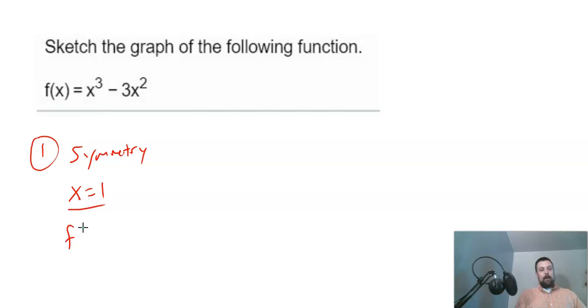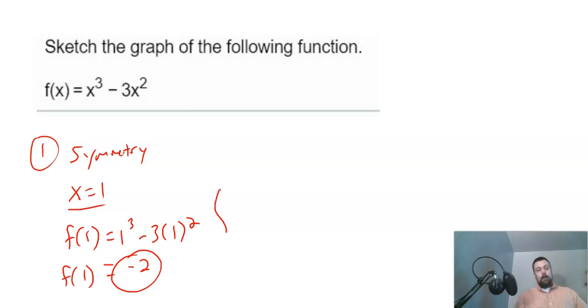We'll plug that in. We get f of 1 equals 1 to the 3rd power minus 3 times 1 squared. I'll skip the details on that work. It's going to be negative 2. Right, so f of 1 is negative 2. If it's an even function, when I plug in negative 1 for x, I should also get negative 2 as my answer. That would indicate that it's even. If it's an odd function, I would expect to get positive 2 when I plug negative 1 into the function. If I get anything different than -2 or +2, then it's neither. And if it's neither, there's no symmetry. Right? So let's see what happens.